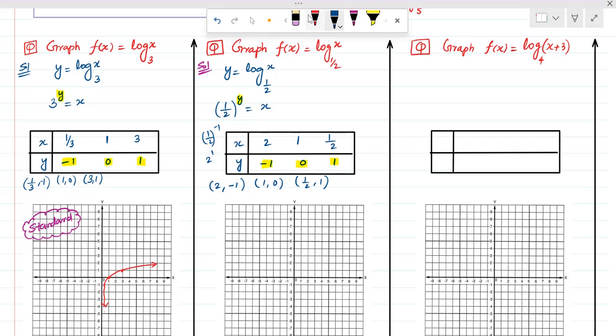Just plot the points on the graph. Here is 2 comma -1. Then the next one, 1 comma 0, will be here. The next, 1 over 2 and 1, so y equals 1. If you see this, it is going downwards. Maybe this is the line you will have.